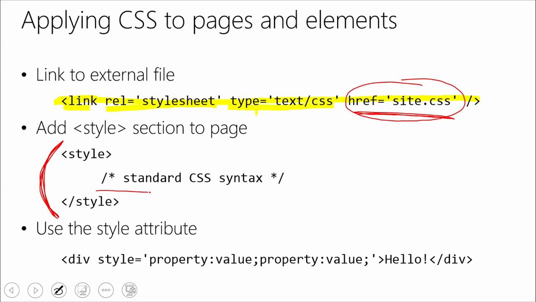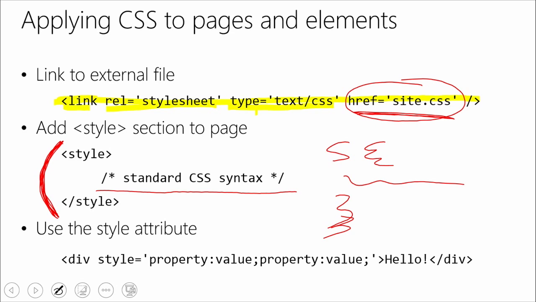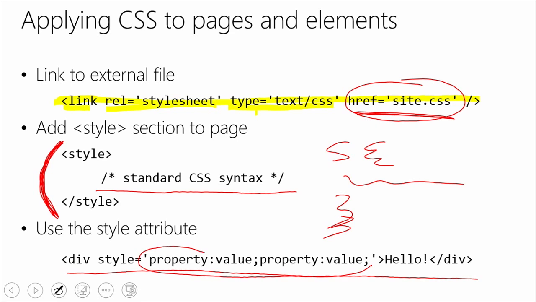And it's going to be that standard CSS syntax that we saw before, where I've got my selector, curly brace, and then the individual values inside of there. So just put that right there into the page. And then finally, last but not least, you can also, if you want, put style directly onto an element. And that's just simply going to have those property value pairs right inside of there.